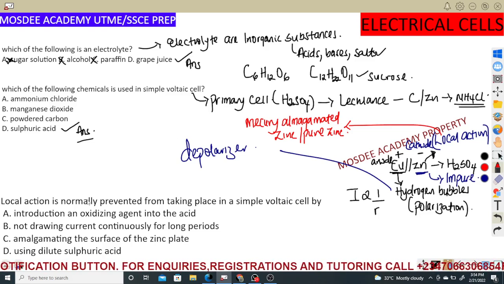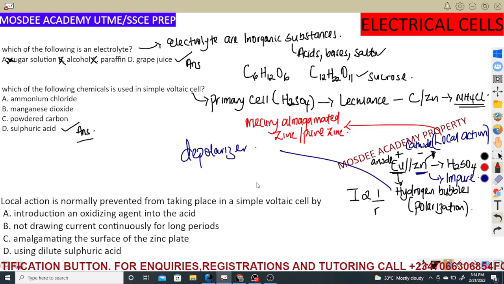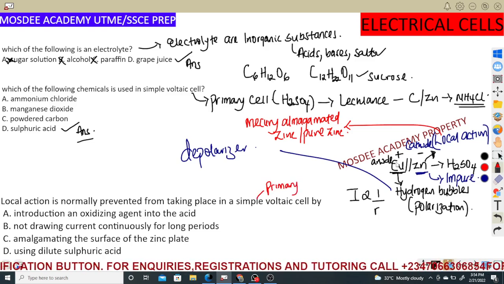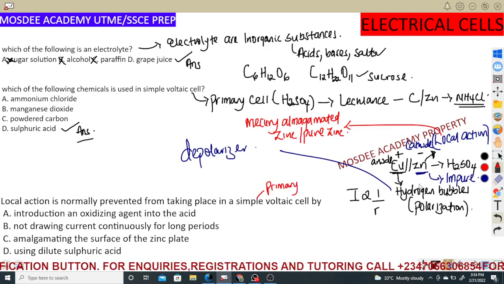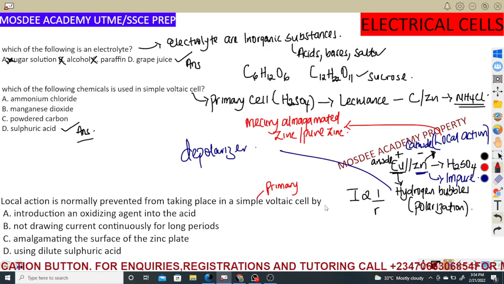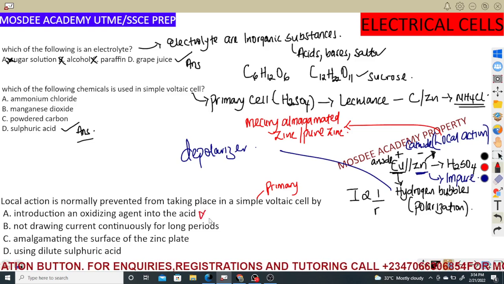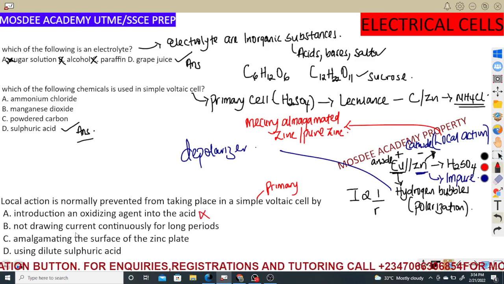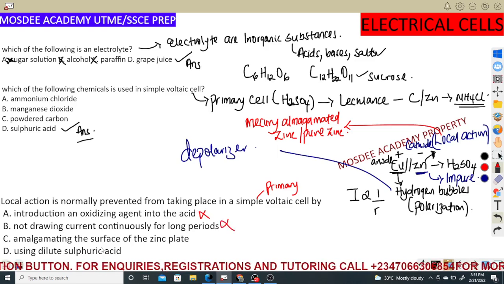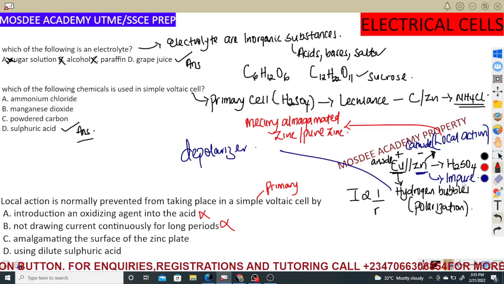Let's check. Local action is normally prevented from taking place in a simple voltaic cell. A voltaic cell is a primary cell that follows this principle. It is not the Leclanché cell, because Leclanché is always an exception among primary cells. Now, moving on, introducing an oxidizing agent to the cell: I never told you that's how to reduce local action. Not drawing current continuously for a long period of time is incorrect. Amalgamating the surface of the zinc plate. I hope you can see. So how do we reduce local action?